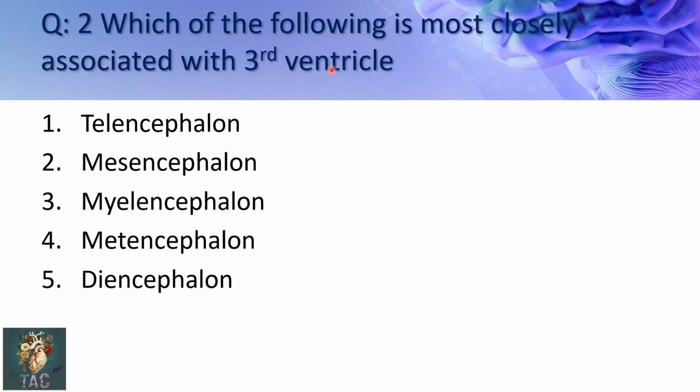Another MCQ is which of the following is most closely associated with the third ventricle? So the third ventricle is present either in telencephalon, mesencephalon, myelencephalon, metencephalon, or in the diencephalon. So please write down your answer and we'll check at the end.